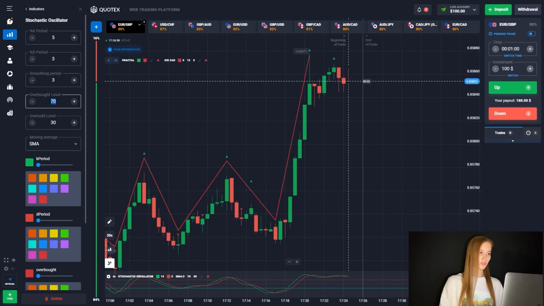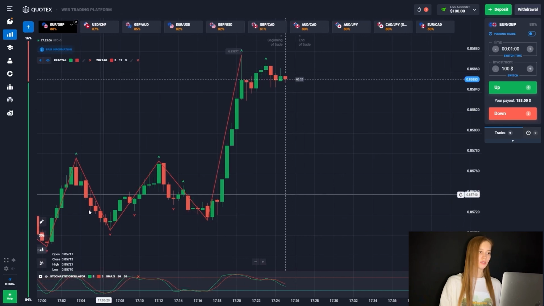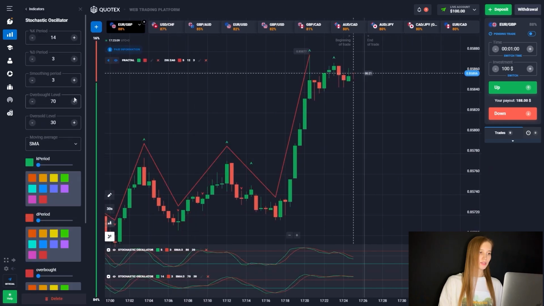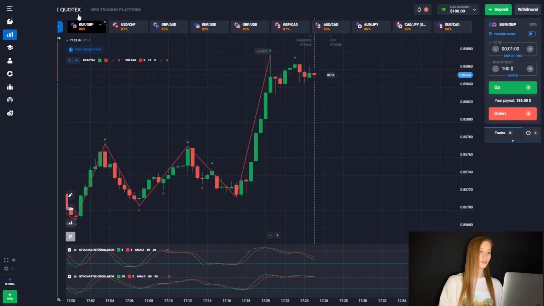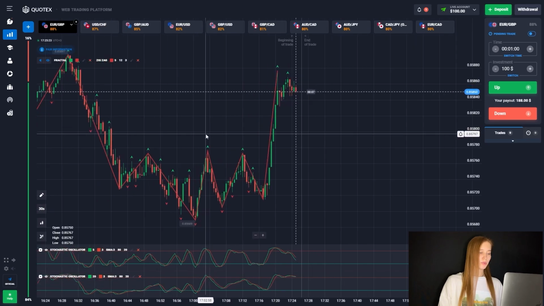Let's set the first stochastic. There will be a period of 5. Set the overbought zone at 80. The oversold zone is 20. Let's add our second stochastic. Let's put a period of 20 with the overbought zone of 80, and our oversold zone of 20.